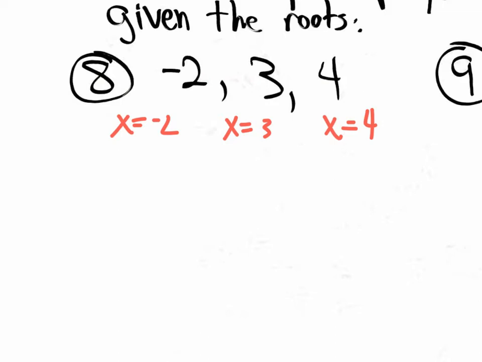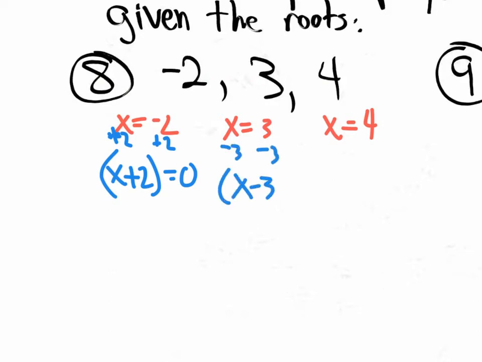Now what we need to do is work backwards and write it in factored form. So in order for me to make this equal to 0, I'd have to go +2 and +2, so I'd end up with x plus 2, and I'd have equals 0. Okay, on this one, -3 minus 3, you'd have x minus 3, and it would be equal to 0. If you subtract 4 and subtract 4, you'd have x minus 4 and set it equal to 0.